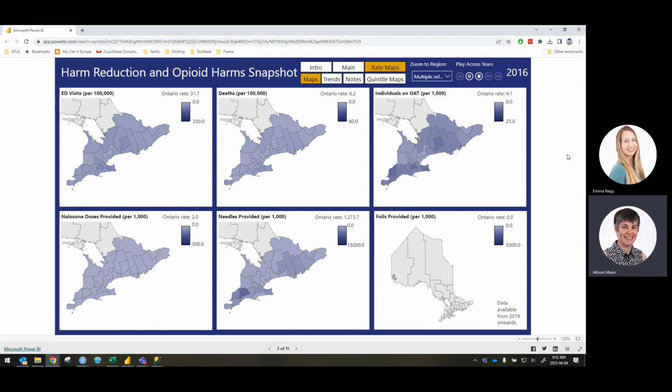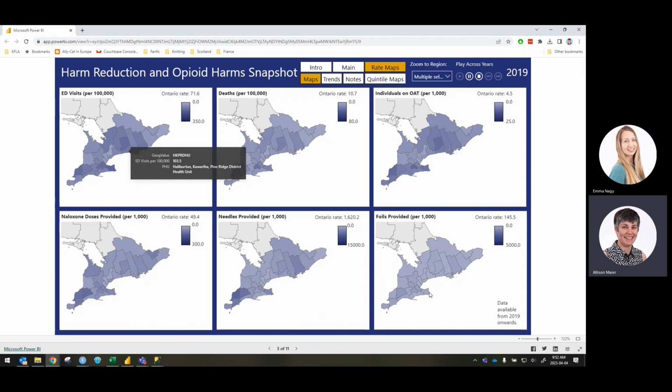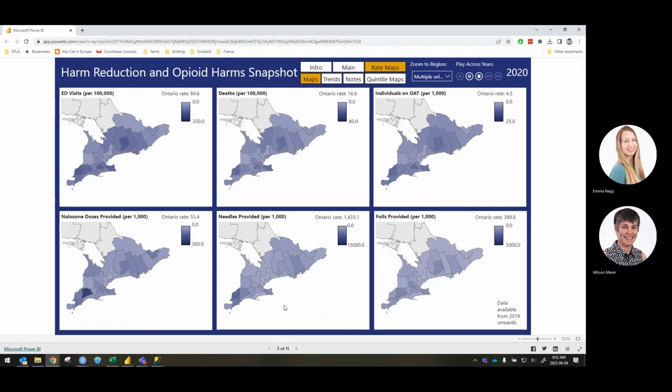One thing to note is that FOIL's data is only available from 2019 onwards, which is also why the map does that. And as you see, we are moving through the years. You'll often notice the colors get darker. And it will end again on 2021 and stop there.